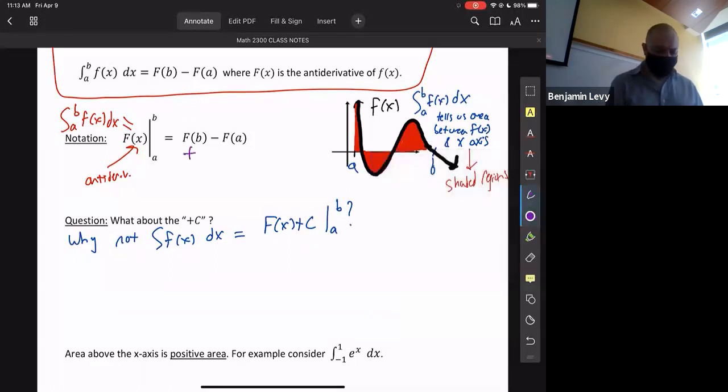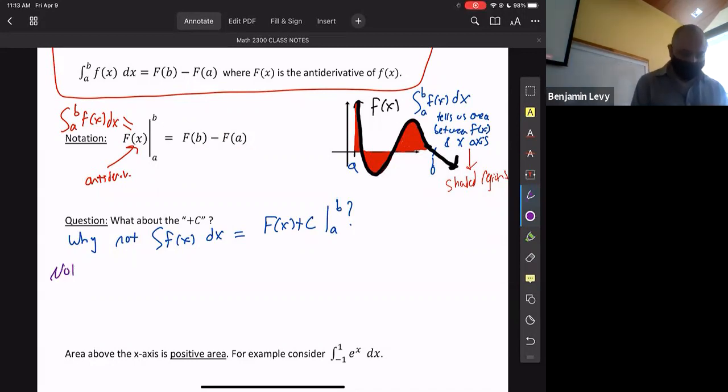If we put a plus C right here, and then we subtract, and we have a plus C right here, they just cancel each other, right? And that's what I'm about to show you. So the idea is they just cancel anyway. Yeah, we could put a plus C in there, but they're just going to cancel out, and so we just don't.